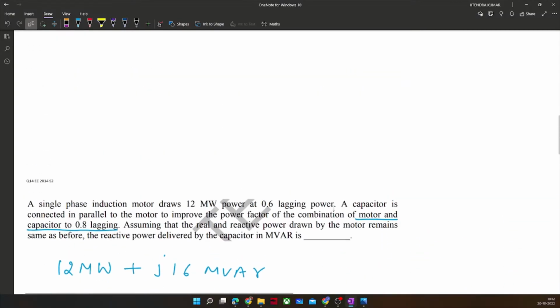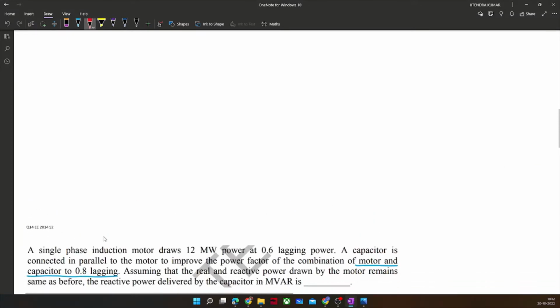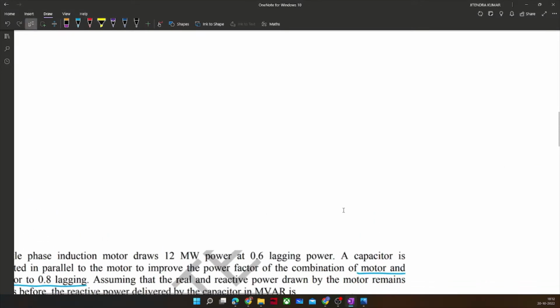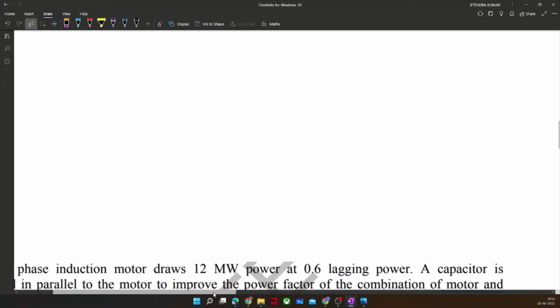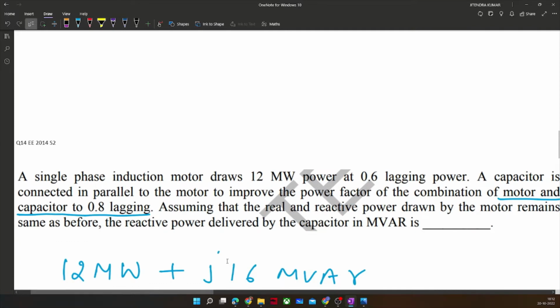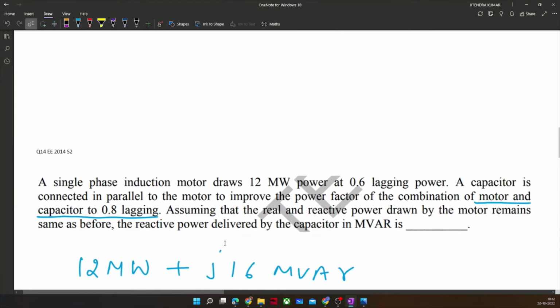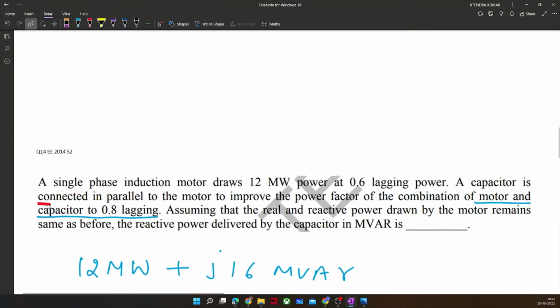Moving ahead, this problem is based on a single phase induction motor which draws 12 megawatt power at 0.6 lagging power factor. Okay, and a capacitor is connected in parallel to improve the power factor of the total system. That system consists of motor and capacitor.